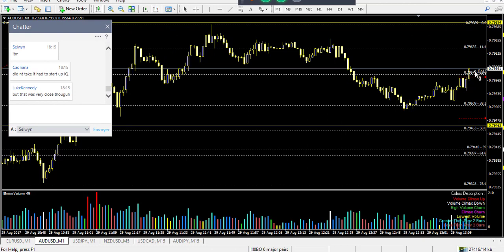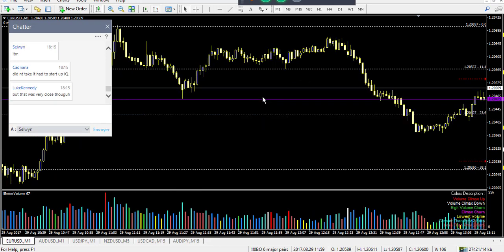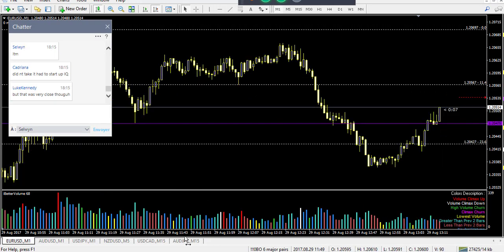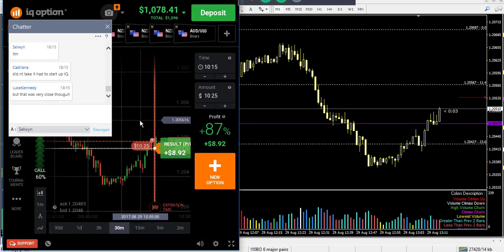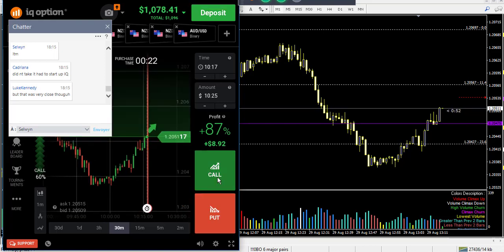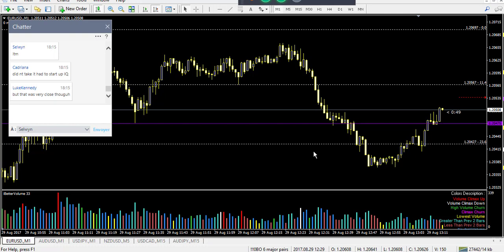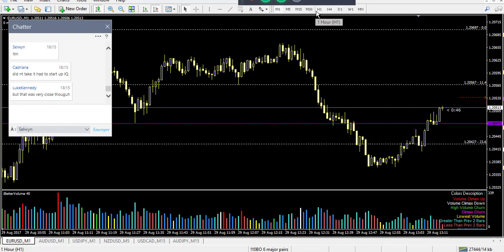So we'll stick to Euro USD. For those who want, there is a round number also. It's also a Fibonacci, so it's two good elements. It's 1.206 exactly on IQ. This will be for a put for 1 minute. You can take two minutes if you want. So for the 1 minute, now I will analyze something for more than that.